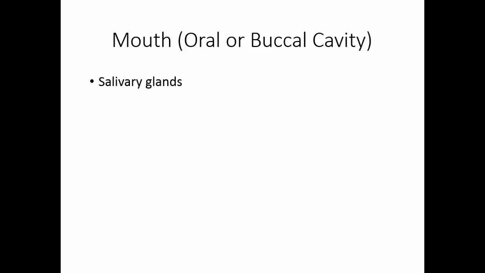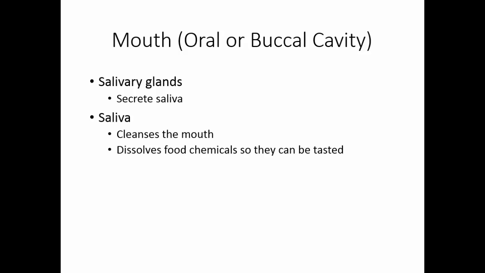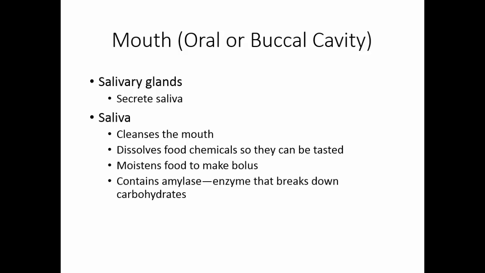The salivary glands are also associated with the mouth. They secrete saliva. Saliva has several functions. It helps cleanse the mouth. It dissolves food chemicals so that they can get to those taste buds and be tasted. And it moistens the food to make a bolus. Saliva also contains a digestive enzyme known as amylase. This is the enzyme that will begin the breakdown of carbohydrates.